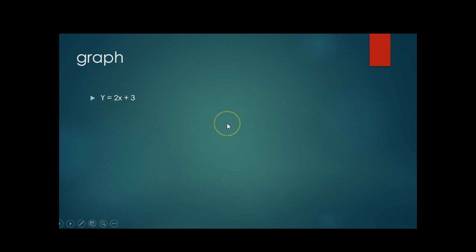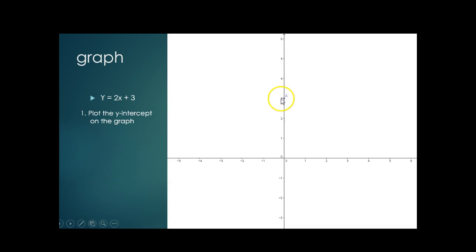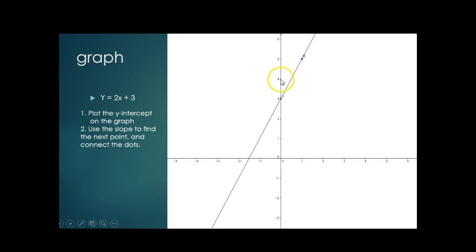So for example, y equals 2x plus 3. First, plot the y-intercept on the graph. The y-intercept is where it crosses the y-axis. So that's 3. Second, use the slope from this point to find the next point. So that means we're going to go up 2, because the slope is 2, and over 1, because as a fraction this is 2 over 1. So up 2, over 1, and then we connect the dots. And that's the function y equals 2x plus 3. If I plugged in an input x of, for example, negative 1, I'd get an output of negative 2.